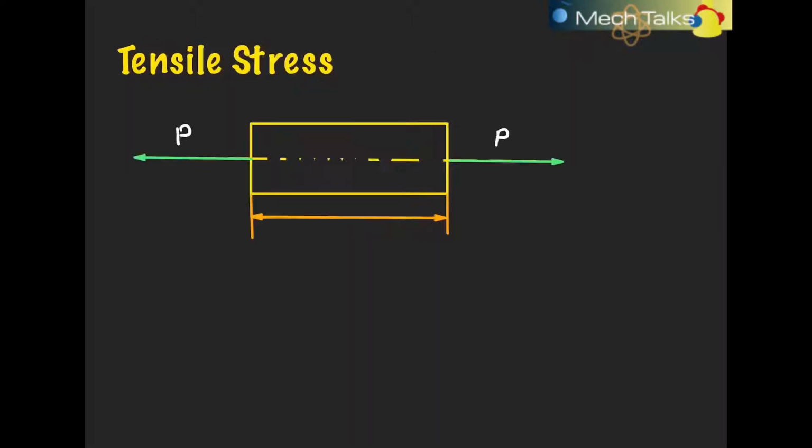Now the block that we have reduced to a two-dimensional system, here we can see this is the axis of the tool. When we apply the load along the axis, the stress developed inside the material can be tensile or compressive. Now what is this tensile stress and what is this compressive stress? First we will see what is tensile stress.